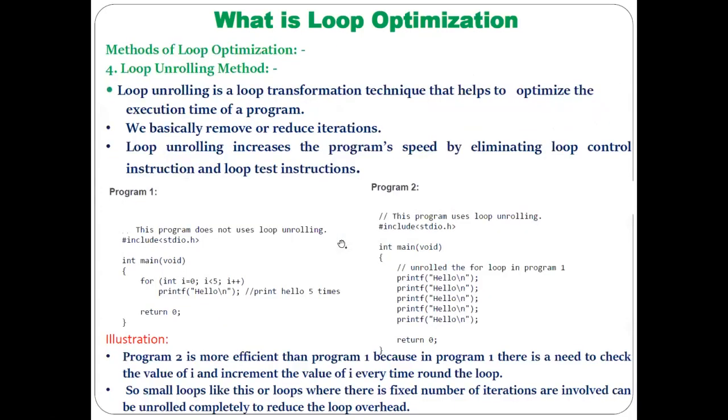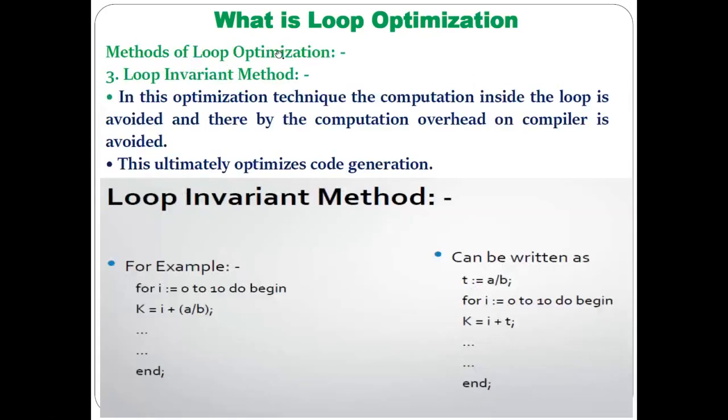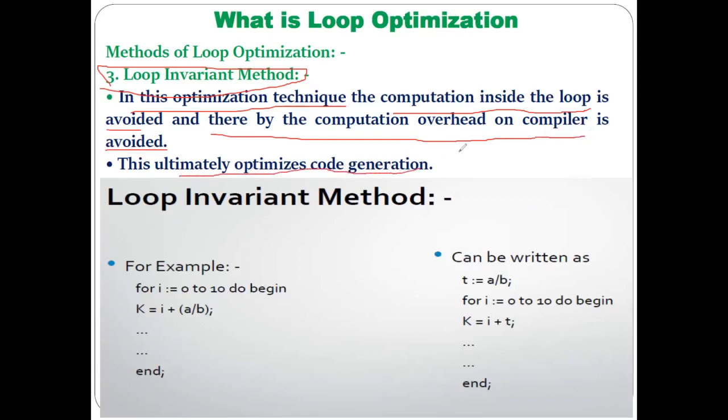Then the next important technique we have is the loop invariant method. Next loop optimization technique, loop invariant method. Now in this optimization technique, the computation inside the loop is avoided, and thereby the computation overhead on the compiler is avoided. This ultimately optimizes the code generation. Okay, so what is happening in this technique?